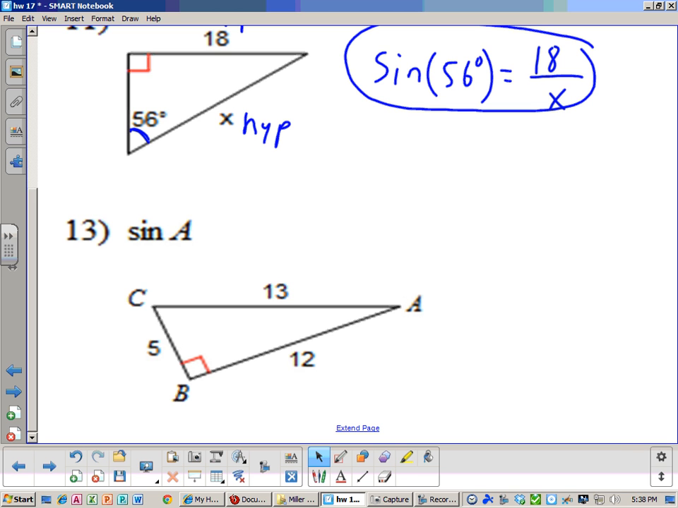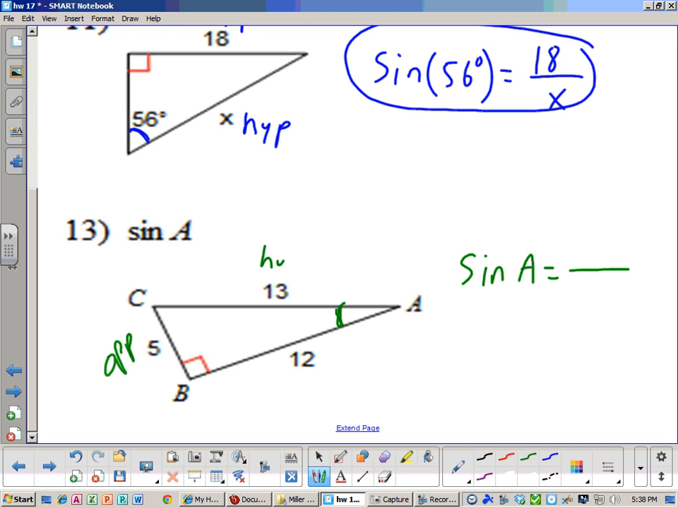But just so you know, the way we do it is if they're asking for the sine of A, there's not much we could do. We're just going to say the sine of A is equal to, sine is opposite over hypotenuse. The sine is opposite, which is this one, over hypotenuse, which is this one. So we're going to say the sine of A is 5 over 13.